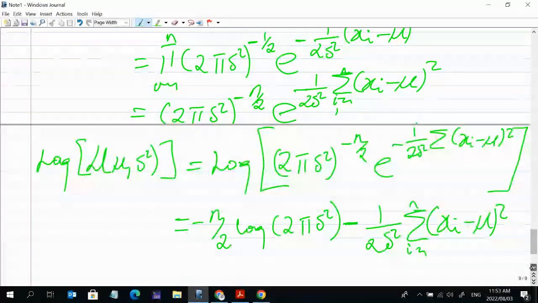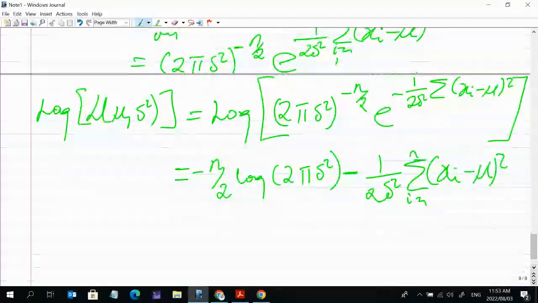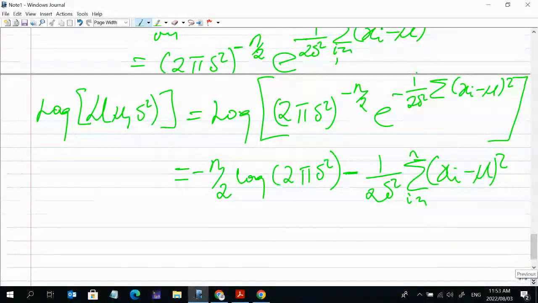So now we have the natural logarithm of the likelihood function. We can differentiate the natural logarithm. First, because we have 2 parameters, if we want to find the estimator of mu, we are going to differentiate the log of the likelihood function with respect to mu. If we want to find the estimator of sigma squared, we're going to differentiate this with respect to sigma squared.